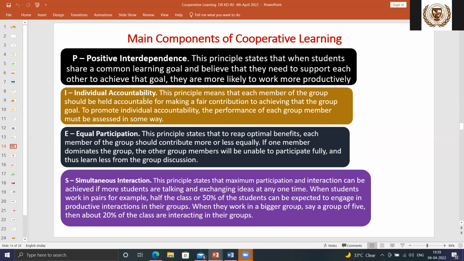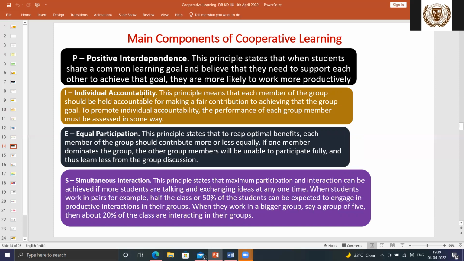Then equal participation. This principle states that to reap optimal benefits, each member of the group should contribute more or less equally. If one member dominates the group, the other group members will be unable to participate fully and thus learn less from the group discussion. It is important that everyone participates equally and everyone gets the opportunity to express their views, opinions and answers.